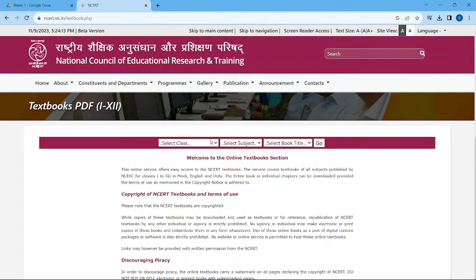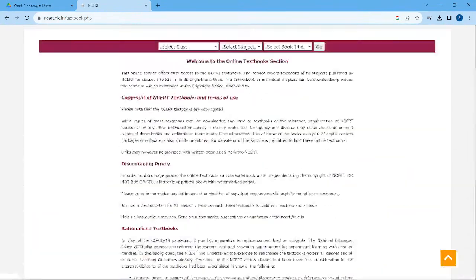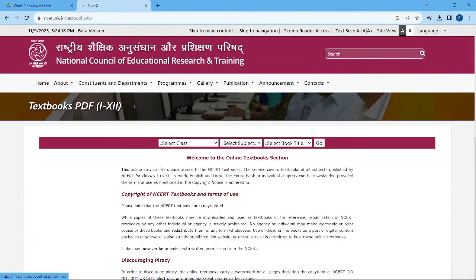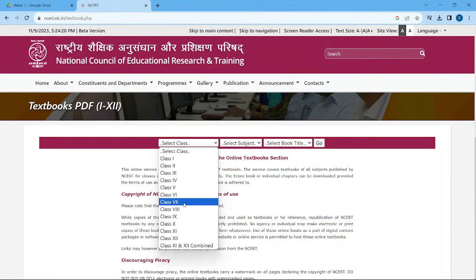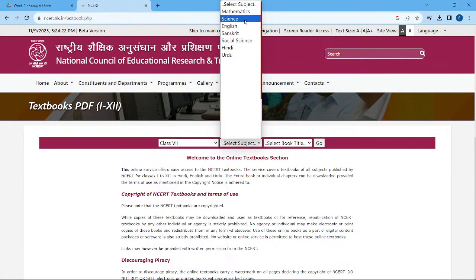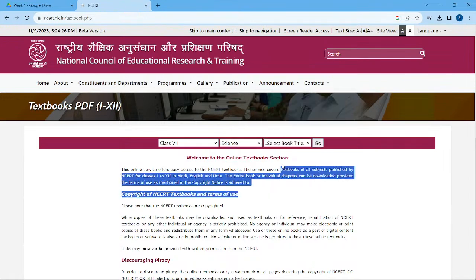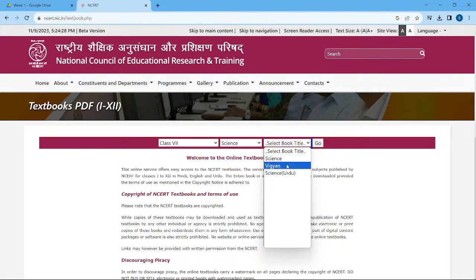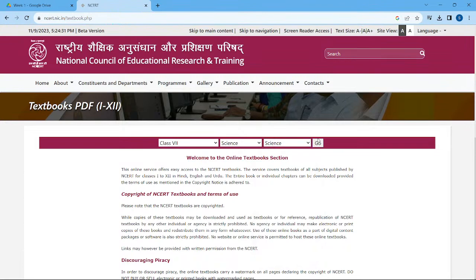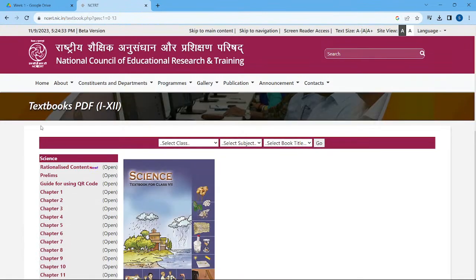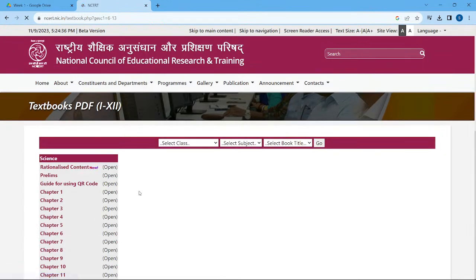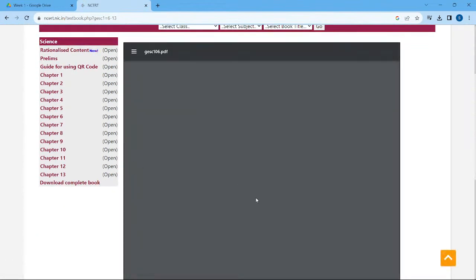I guess each and every one of us has heard of NCERT once in their lifetime. Select class, any random class. Select subject, science. Textbook title. Go. So how file system saves data is in this way.